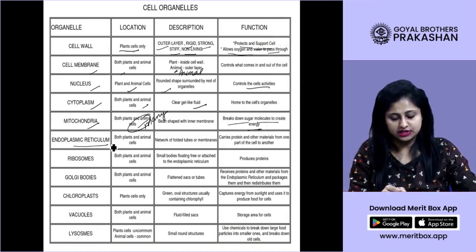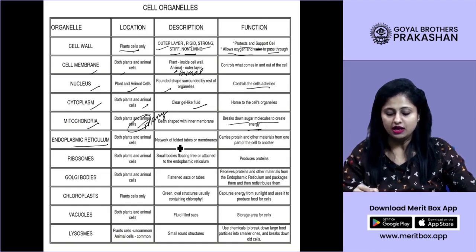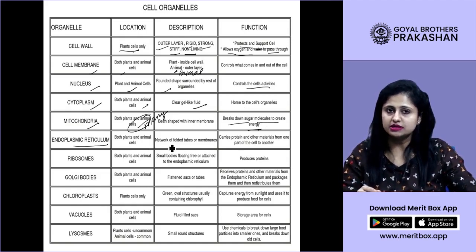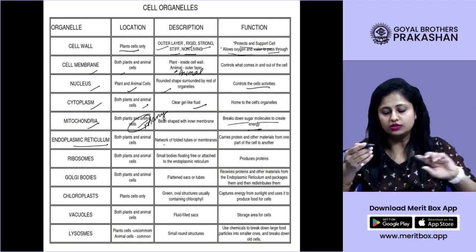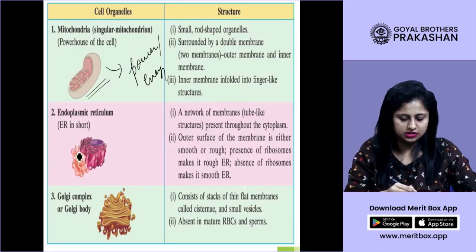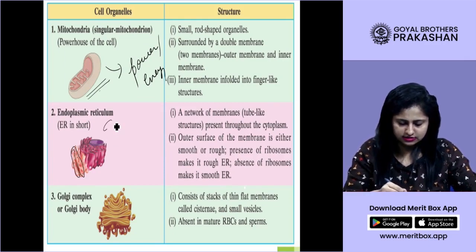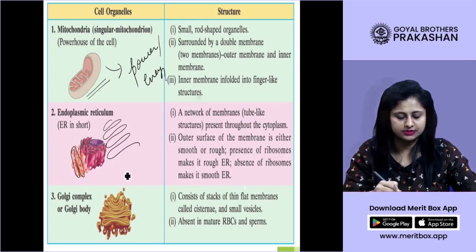Next is endoplasmic reticulum. It is also present in both the types of cells. And the endoplasmic reticulum forms the network of folded tubes or membranes. Let me show you. So these are the folded membranes, like this, folded membranes.